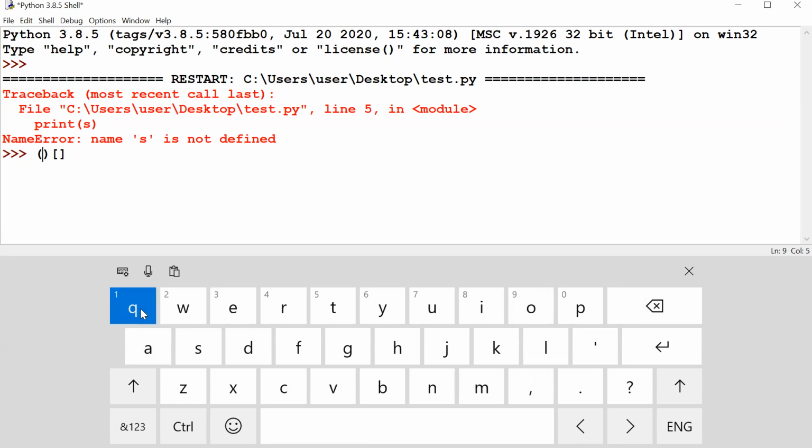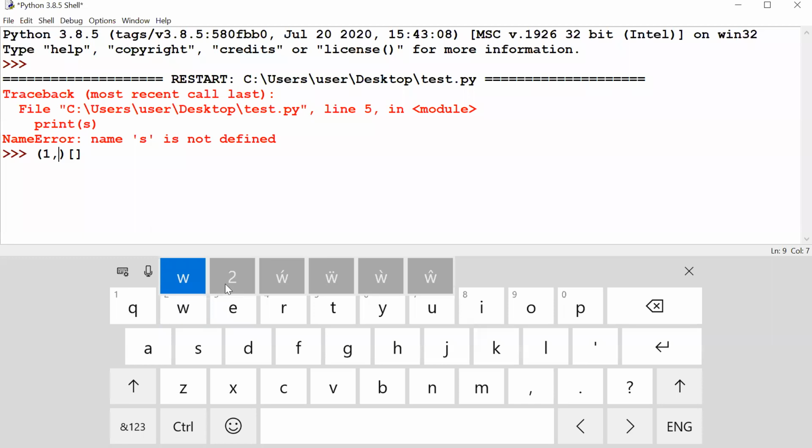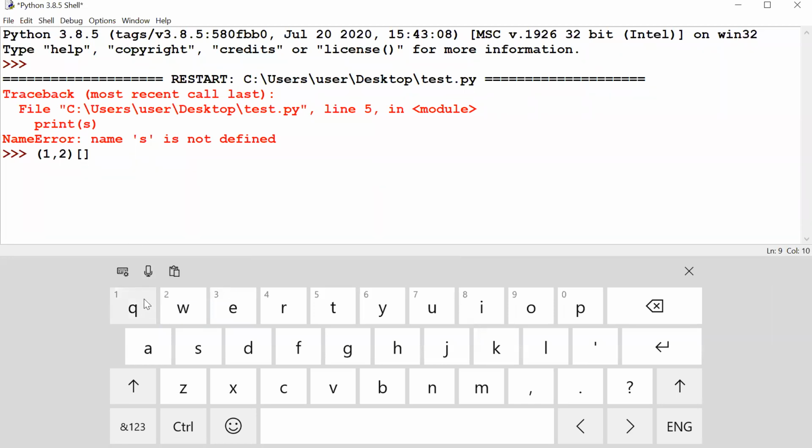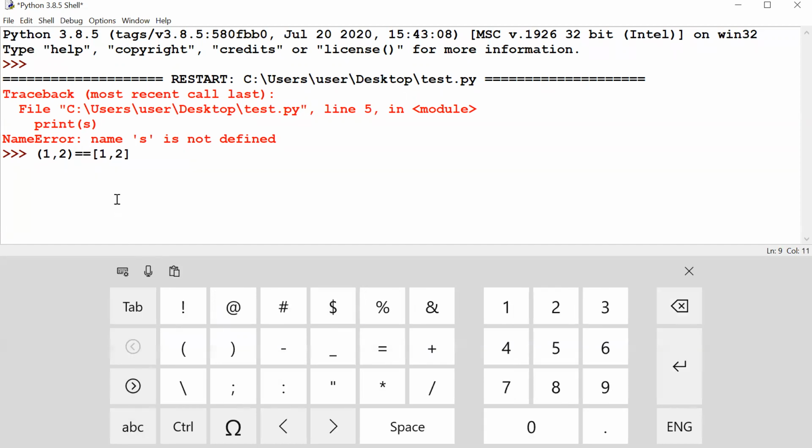Right, so I'm taking a tuple and I'm taking a list. I make this as 1,2 and I'll make it as 1,2 as well. Here I'm using the identical sign. Yeah, it says false because the data structure is different. On the left-hand side, it's a tuple. On the right-hand side, it is a list.